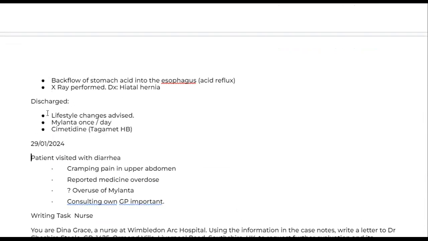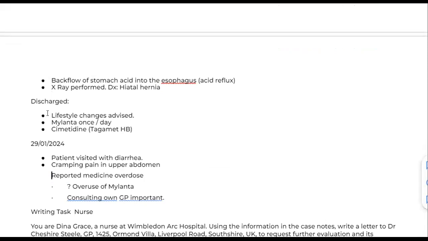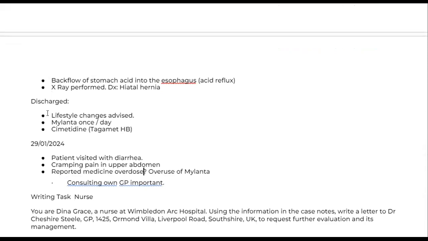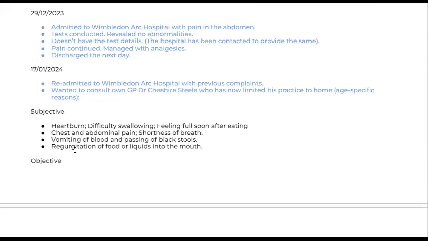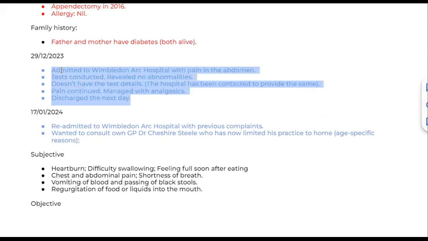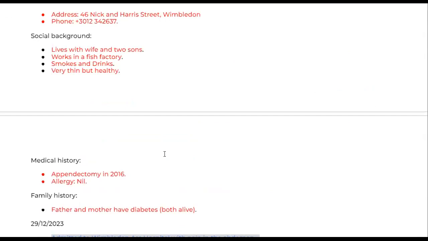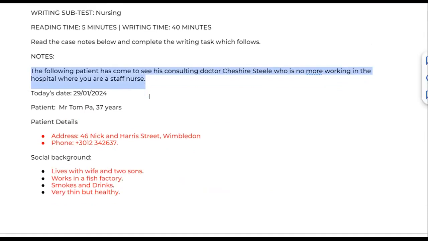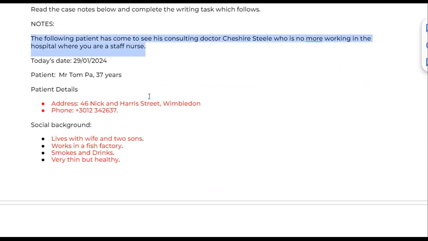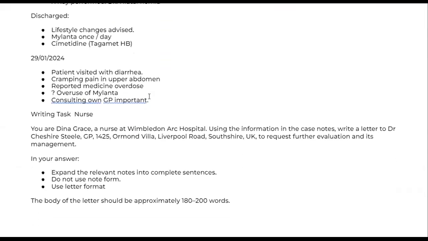So this is the reason why we are including all this information in the letter. Now, this is 29th, the patient came today and you were there, and the patient came and wanted to talk to his GP. I have a confusion. I just want to see whether the doctor was here at the time of admission or not. Can somebody help me? The following patient has come to see his consulting Dr. Cheshire Steele, who is no more working in the hospital. I want to see when the doctor left this hospital. Can somebody help? Is there any mention? When did the doctor leave this hospital?